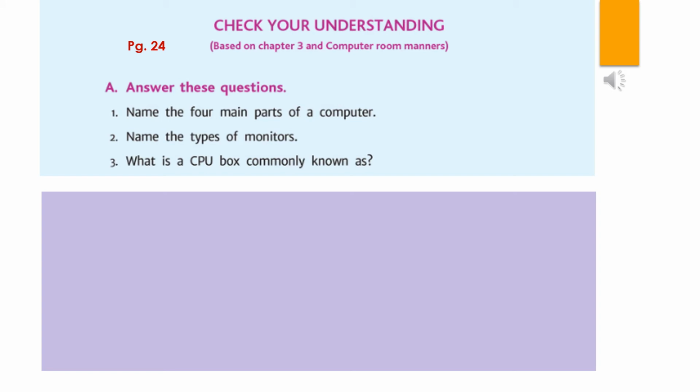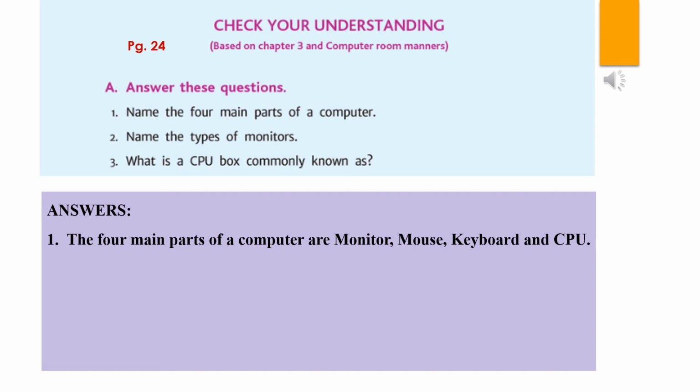There are some more exercises on page number 24 of your book. Let's just revise these questions. You do not have to write the answers. So the first question is, name the 4 main parts of a computer. So let's check the answers. The 4 main parts of a computer are monitor, mouse, keyboard and CPU.